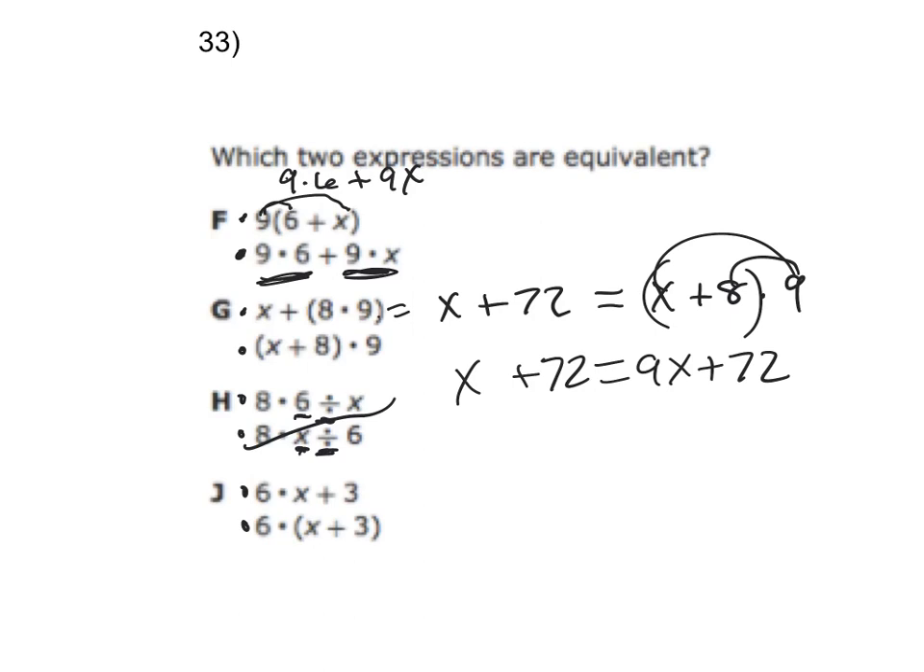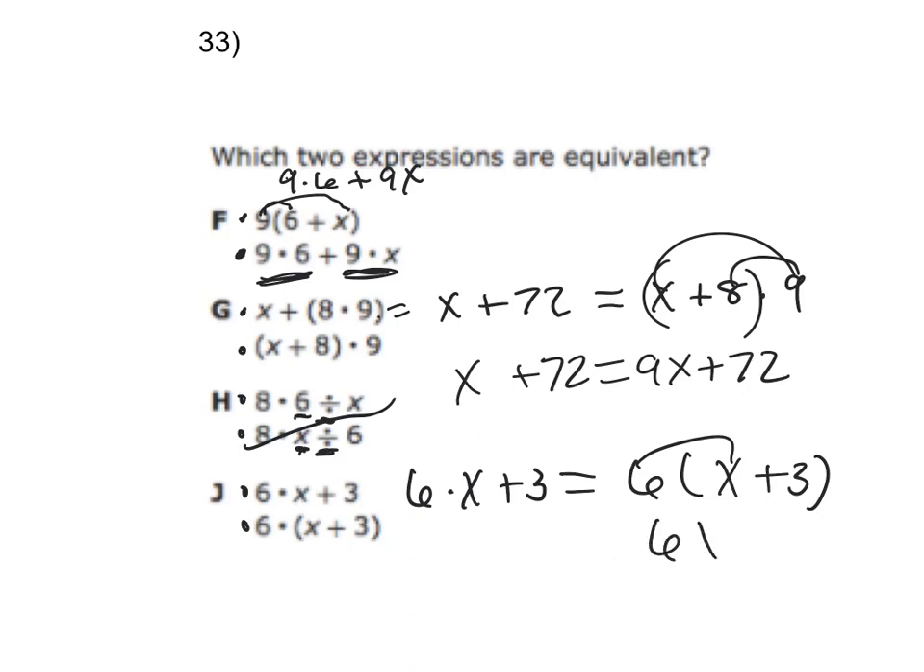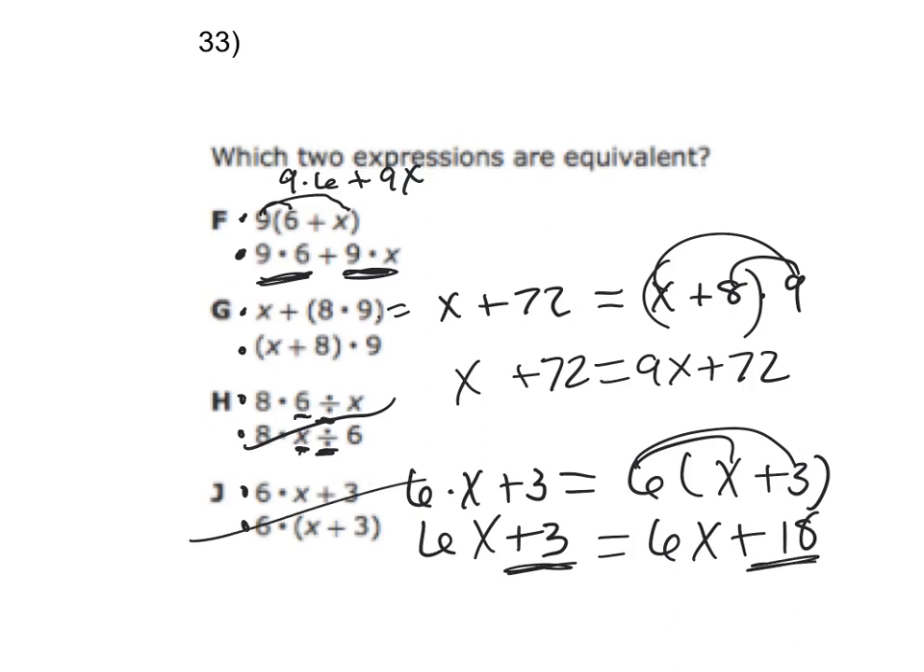This one, we have 6x plus 3, and they're saying is equivalent. So we'll look at 6x plus 3 is equal to 6 times x plus 3. Well, if we use distributive property, you'll have 6x plus 18 is equal to plus 3 and 6x. And we can see that this and this is not equal, so this one won't work either. So it looks like F might be the best answer.